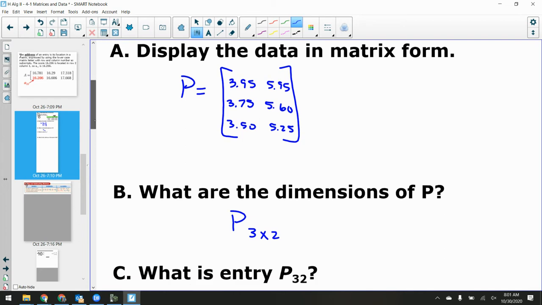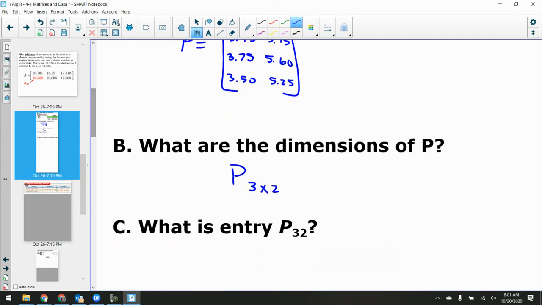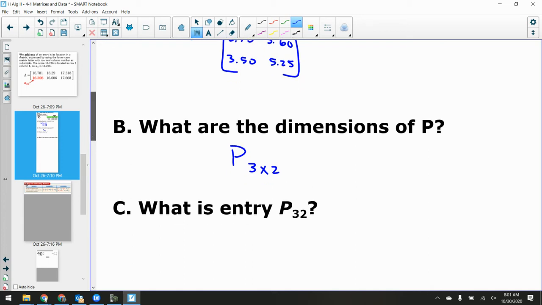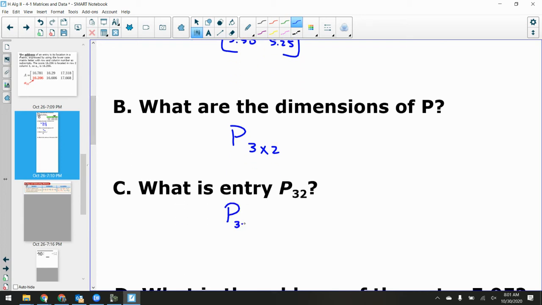Okay, so what is the entry p32? What is the entry p32? 5.25. Yeah, row 3, column 2. 5.25. So p32, and actually I should write it as a lowercase p. p32, kind of hard to see without lines on it though. p32 is equal to $5.25. I'm looking at row 3, column 2.